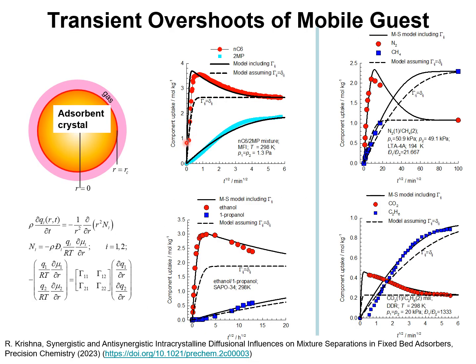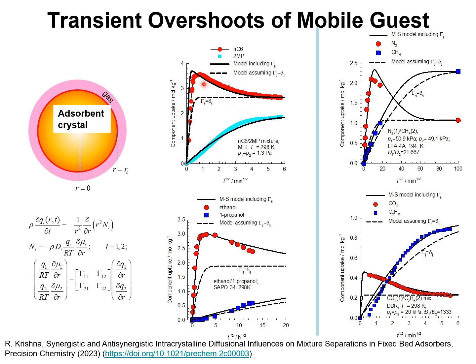I present here 4 sets of experimental data on transient uptake of binary mixtures inside 4 different adsorbents. On the left here we have the uptake of normal hexane and 2-methyl pentane inside MFI zeolite, and we note that during transient uptake the component loading of normal hexane shows a pronounced overshoot, and at equilibrium the molar loading of normal hexane is higher than that of 2-methyl pentane.